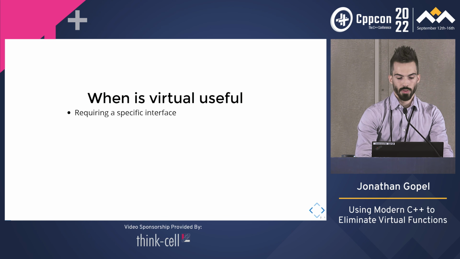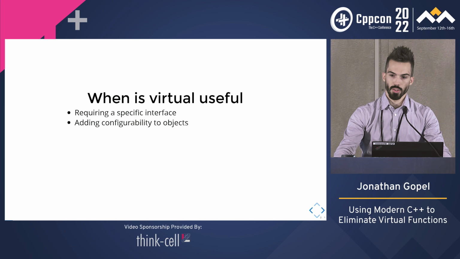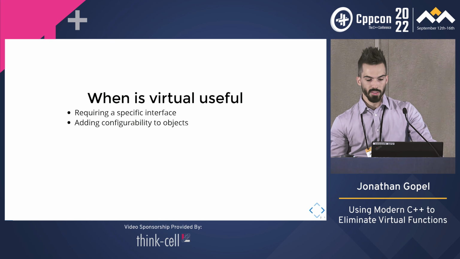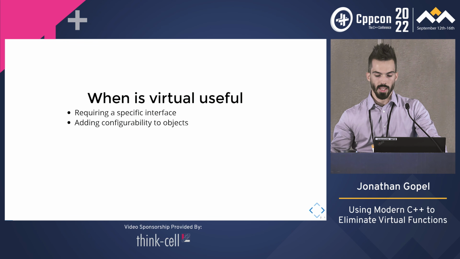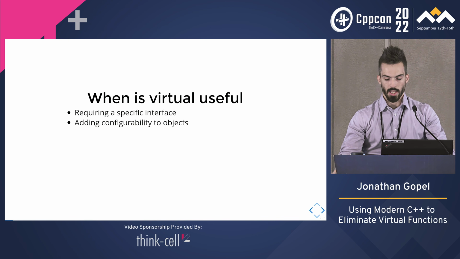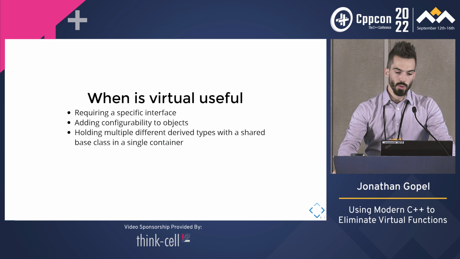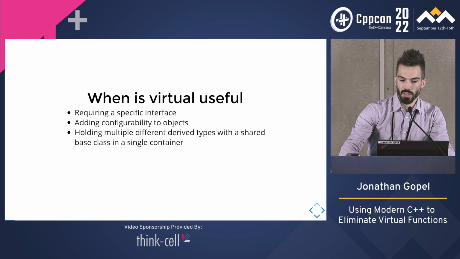Second, virtual objects are useful for configurability. If you want to switch the behavior of some class, you can hold a pointer to a virtual base, and then depending on the derived type it holds, the usage of that object holding the virtual base will differ. And third, we can also use them for holding multiple different derived types within a shared base class in a single container. So ultimately, these are the three things that we're targeting here.